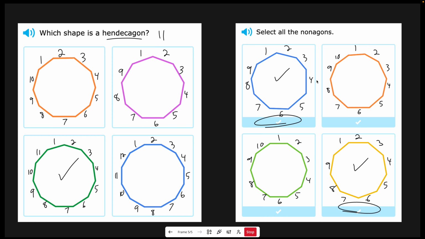And for the last problem, nonagon has 9 sides. Notice that the blue one here, even though some of the sides are different lengths, okay, this is still a nonagon because it has 9 sides. So the blue one and the yellow one are correct.